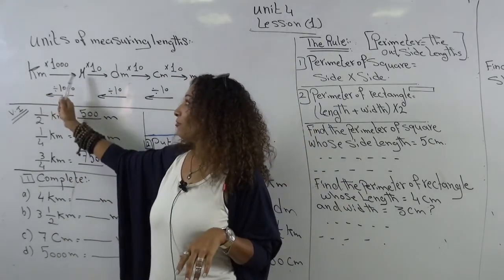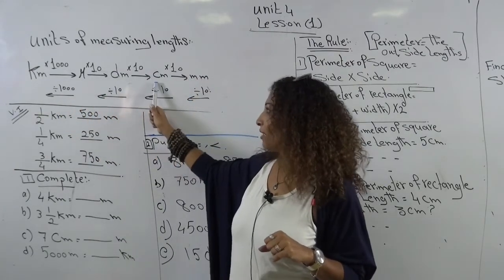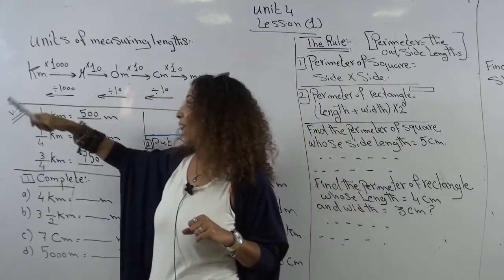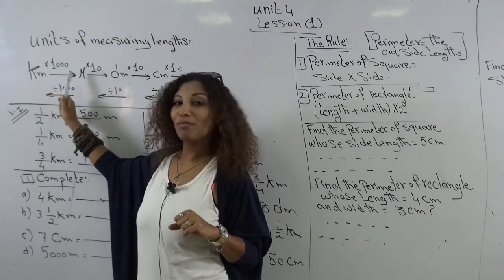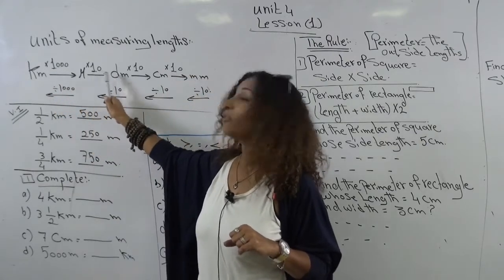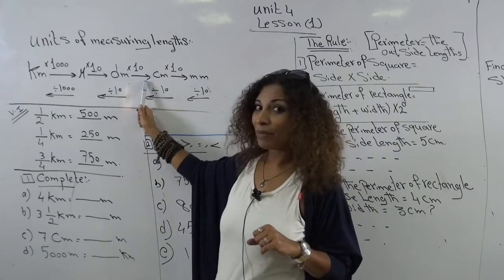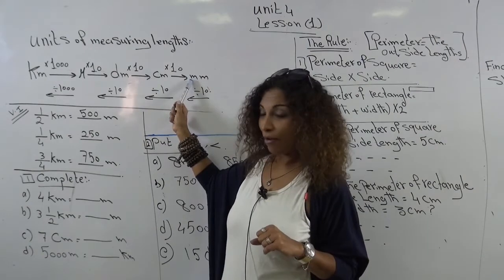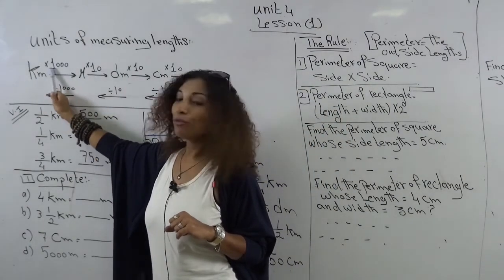From kilometer to meter, from meter to decimeter, from decimeter to centimeter, and from centimeter to millimeter. So again, kilometer to meter, it's times 1000. From the greatest to the smallest, I'm going to multiply by 1000. And from meter to decimeter, multiplied by 10. From decimeter to centimeter, multiplied by 10. And from centimeter to millimeter, multiplied by 10. So when you move from the greatest to the smallest, we are going to multiply.